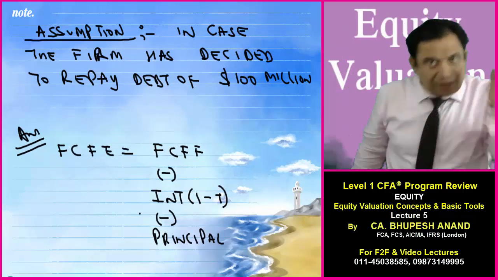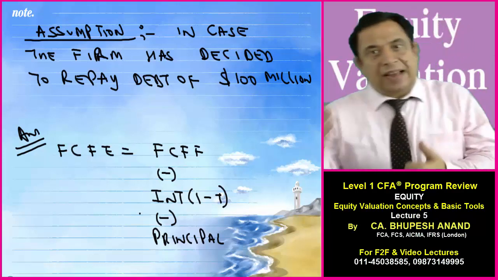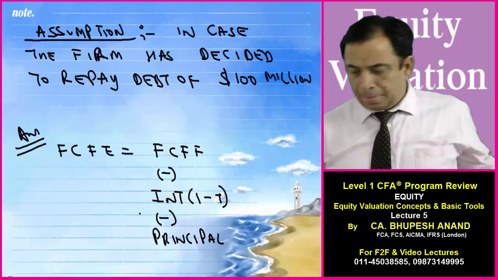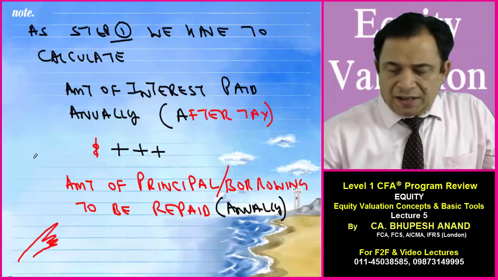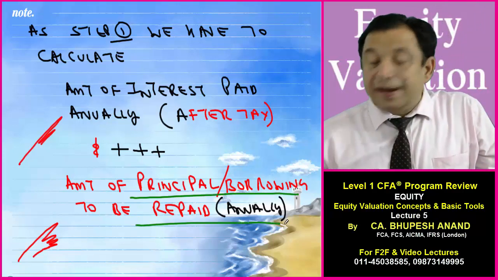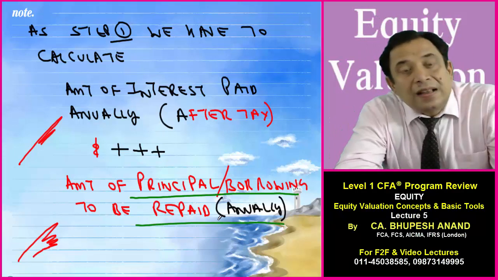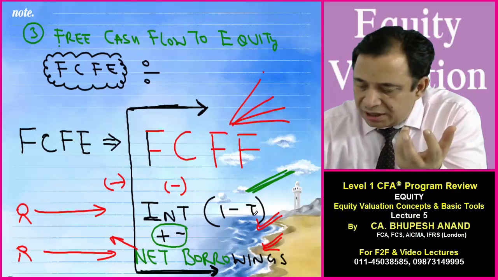Assumption is I have to repay 100 million in equal installments over 5 years. So how to repay it? Step number one, we have to calculate the amount of interest paid and the amount of principal borrowings to be repaid annually. This is my step number one, because I want to deduct these two items here and here.